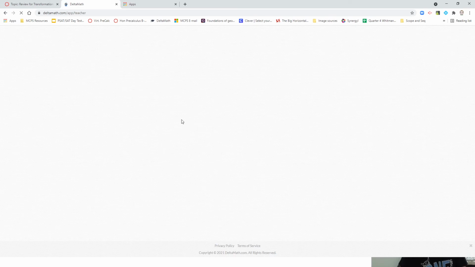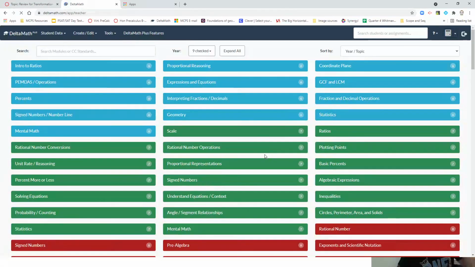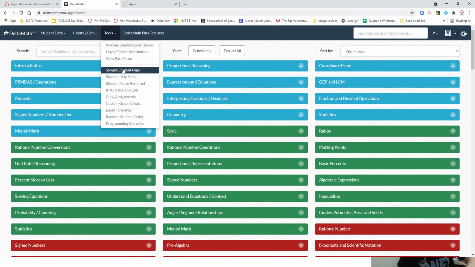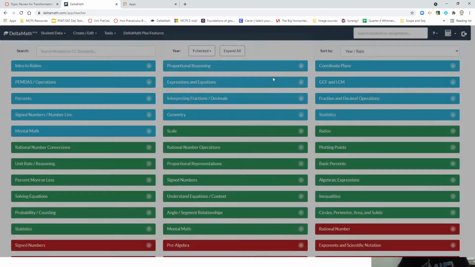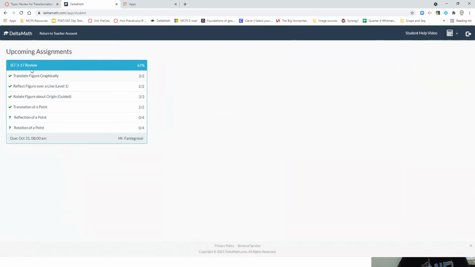Now in my account, you're going to see a whole bunch of buttons pop up with a whole bunch of different things, but really what you're going to see is this sample student page. There's one assignment here with a bunch of different options. So you could start at the beginning if you want to learn how to translate, reflect, rotate a whole figure, or if you just want to translate a point. I think you might want to just hop down to the point ones. Some of the ones up here, the first three are a little complicated.